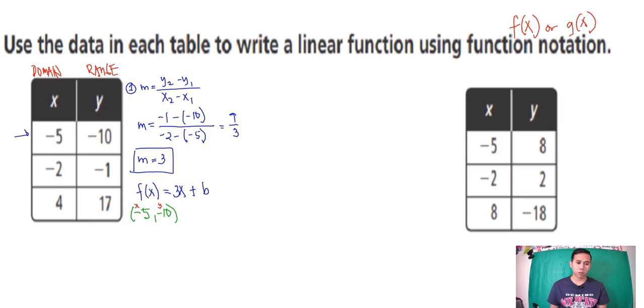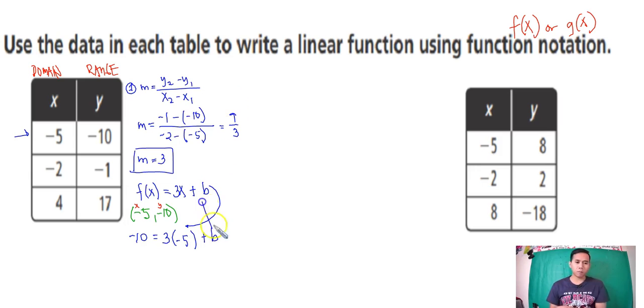Okay, so I'm going to use this equation and this point to find the value of b. My f of x, which is the y in your slope-intercept form. It says there, if x is -5, what will be the function? It's -10. So I'll put -10 is equal to 3 times -5 plus b. So we are looking for the value of b.